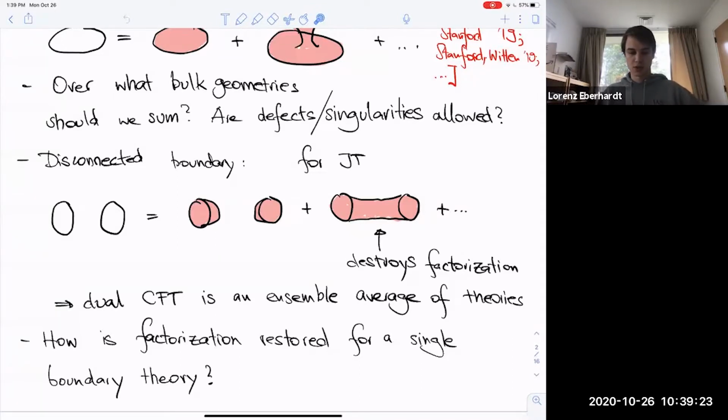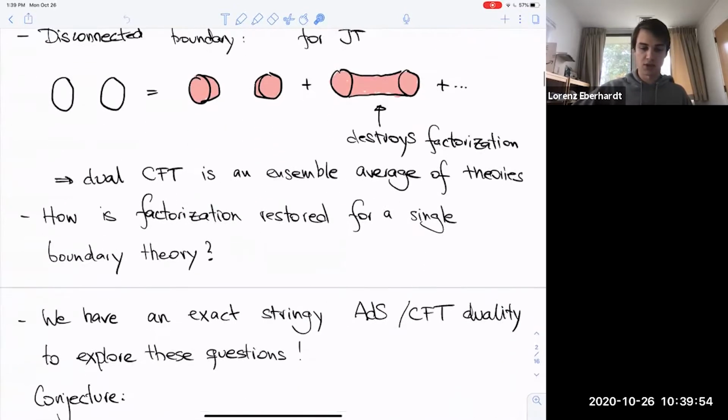And also, here I want to ask, how is factorization restored when there's only a single boundary theory? So when we have AdS5 times S5, we know that there's only super Yang-Mills as the boundary. So we cannot play this game of ensemble averaging over super Yang-Mills. So there has to be some different mechanism that ensures the factorization, some magical cancellation of all these non-factorized terms or something of the sort. Okay, so basically these are the two questions I want to address.